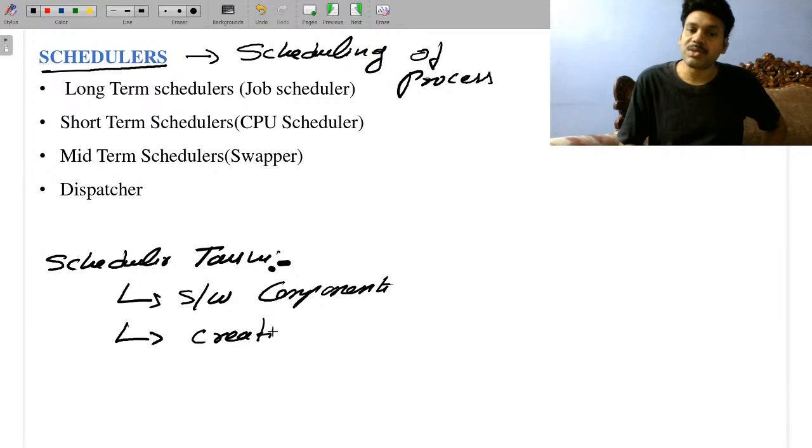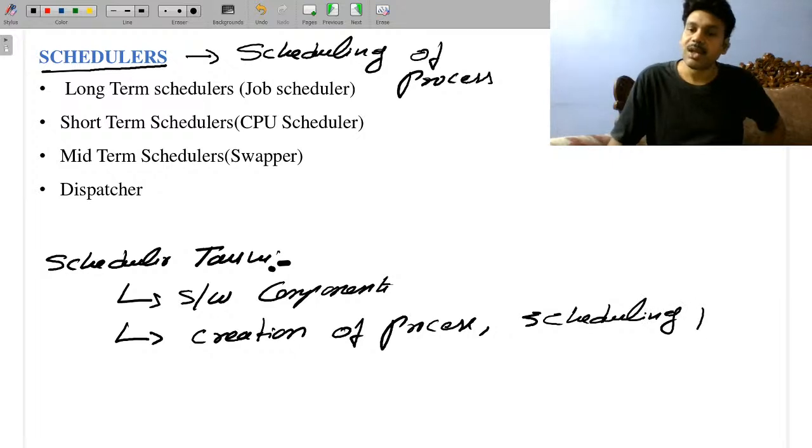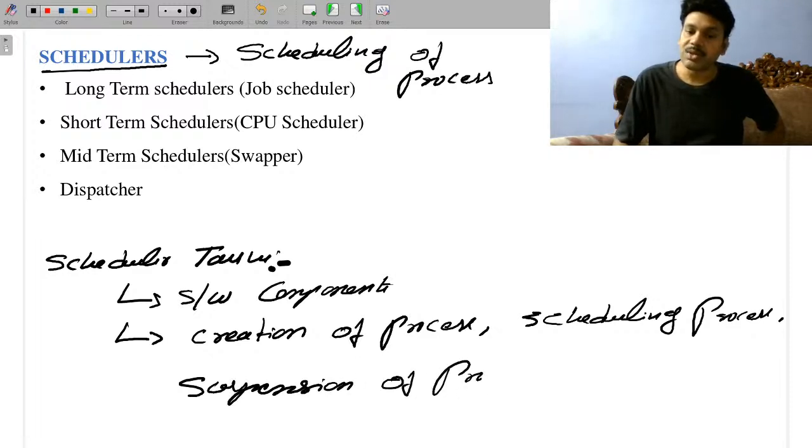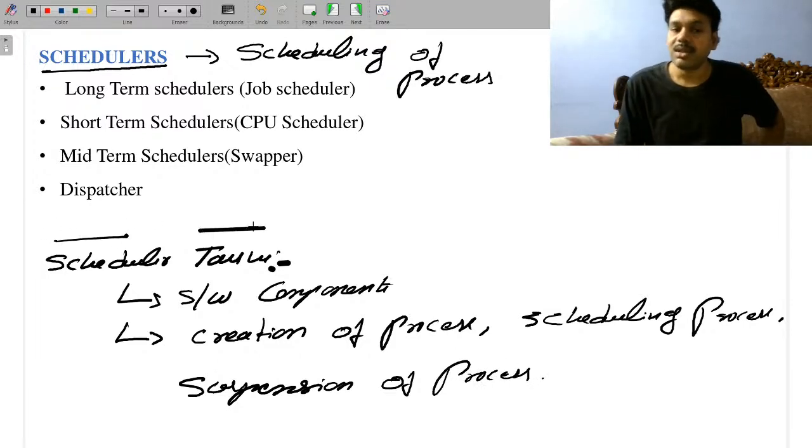Creation of the process is one task, and scheduling the process is another task, and one more task is there. What is that? Suspension. Please observe, suspension of the process is also another task. So these are the tasks of your schedulers.